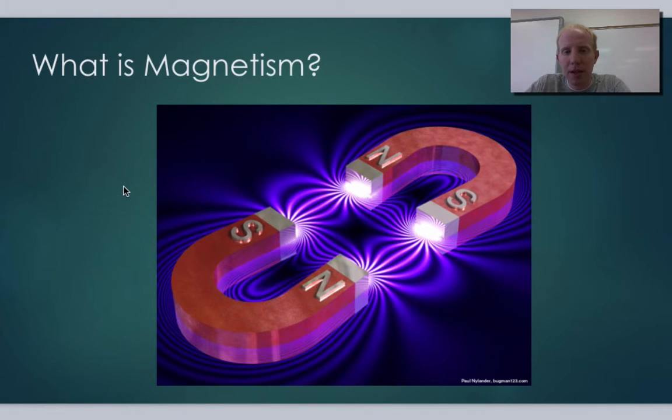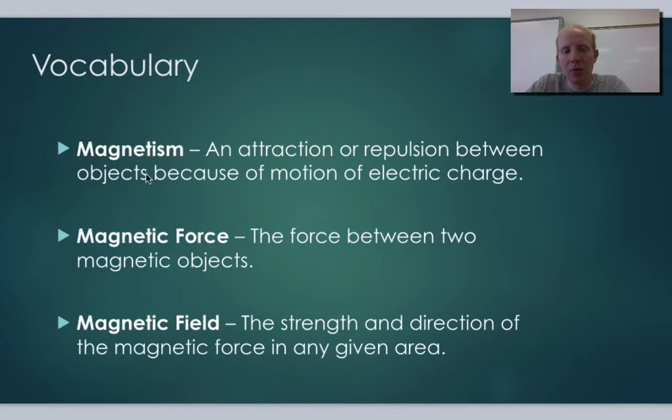What causes it? It's going to be created from electrons. It's going to be dealing with the subatomic world that we keep talking about. Magnetism is an attraction or repulsion between objects because of motion of electric charge. We'll talk about this more when we get into electromagnetism. But magnetism is a separate effect that comes because electric charge is moving.